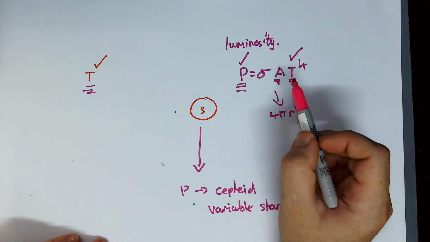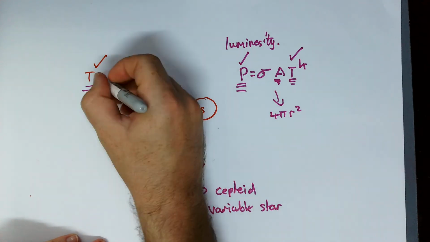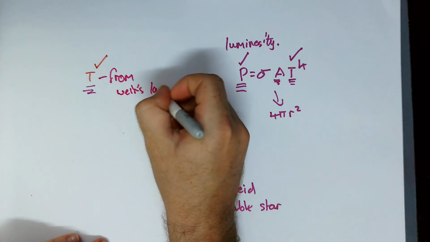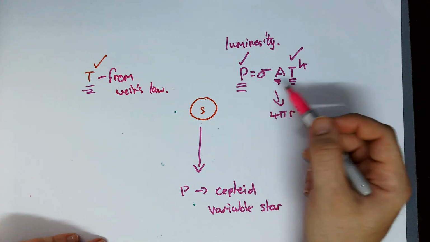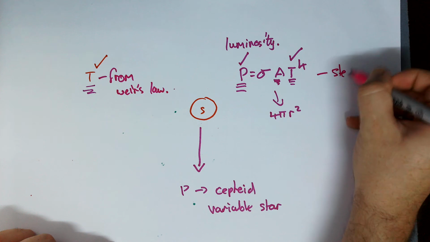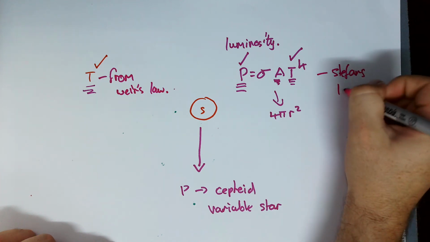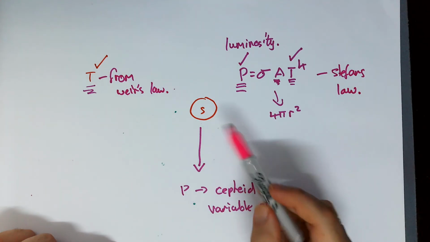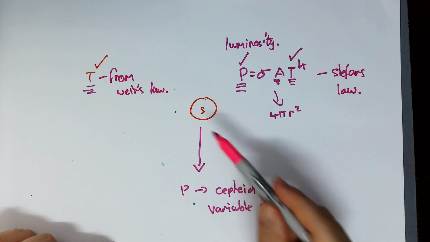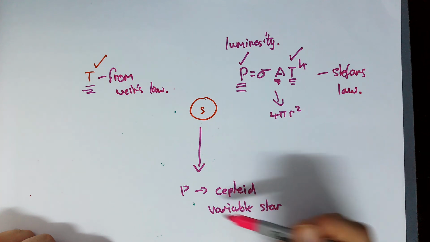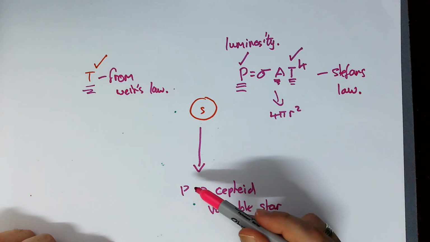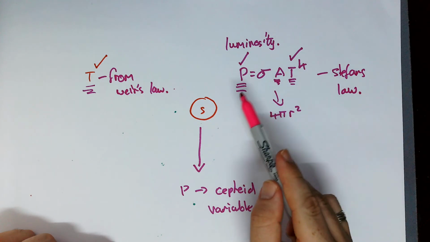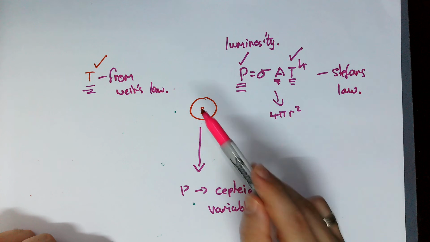So knowing the temperature from Wien's law allows us to use Stefan's law to work out the size of this star here. And like I said, in a subsequent video, my video about Cepheid variable stars, we'll have a look and see how we can obtain the power or the luminosity of stars just by looking at something very specific that they do.